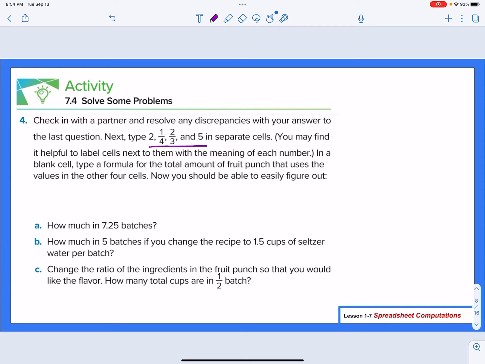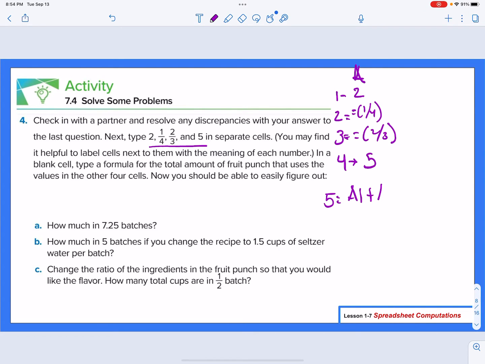Okay, so let's pretend here that in cell 1, I have 2, and then in cell 2, I have 1.4. In cell 3, I would say it equals 2.3, so I have a number there. And then in cell 4, I would write down the number 5. Okay, so then in cell 5, let's call these all A. I could do A1 plus A2 plus A3.